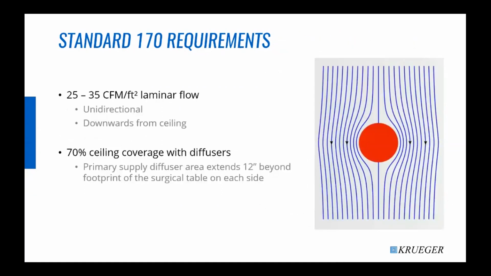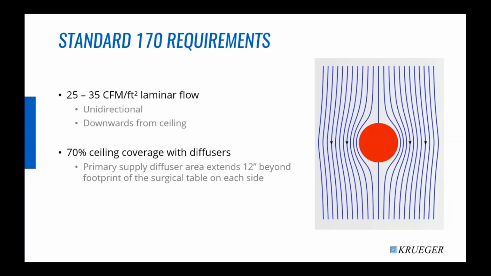Two key requirements for ASHRAE 170 compliance include nominal air discharge velocity and diffuser coverage over the OR table. In regard to air velocity, we must use a laminar flow diffuser that provides 25 to 35 CFM per square foot of laminar face. Average velocity needs to fall between the 25 to 35 feet per minute. Average velocity is also referred to as nominal velocity of the diffuser. To determine nominal velocity, ASHRAE 170 instructs us to take the total CFM supplied to the diffuser and divide by the nominal face area of the diffuser.